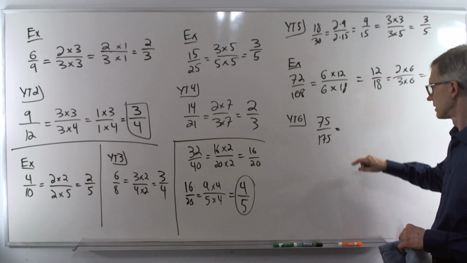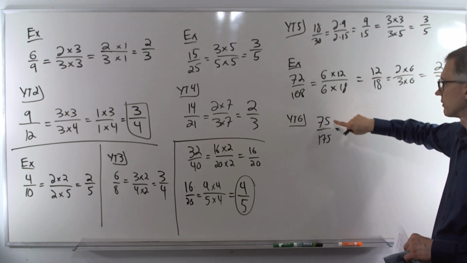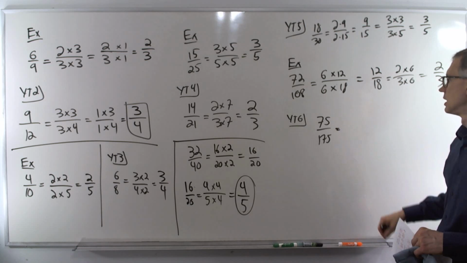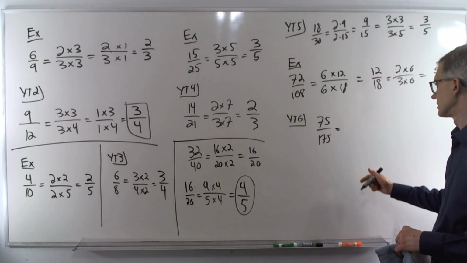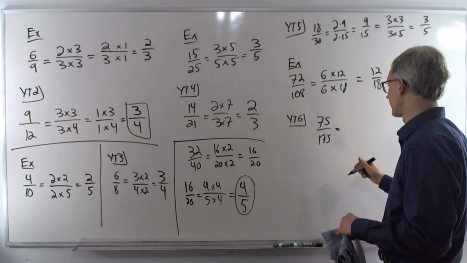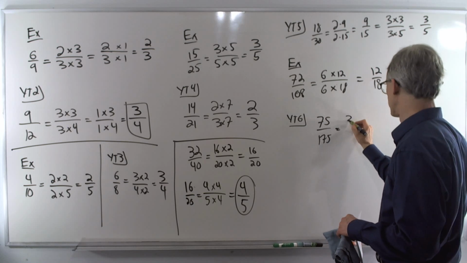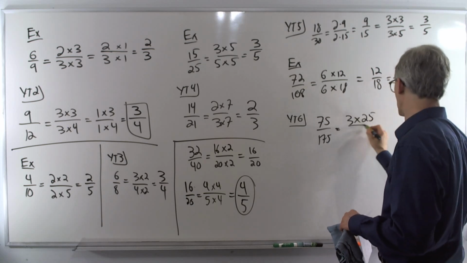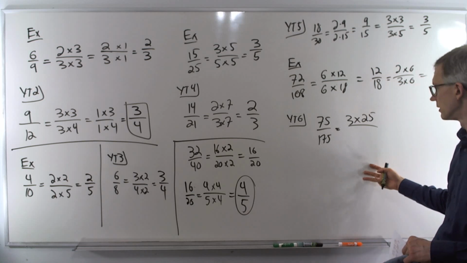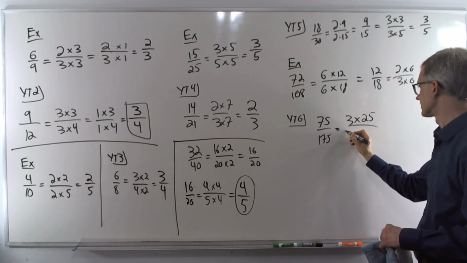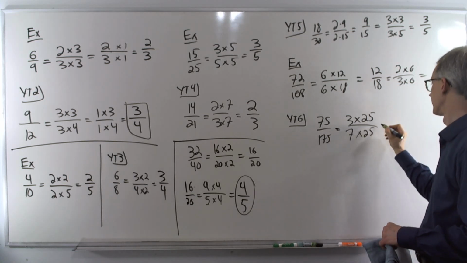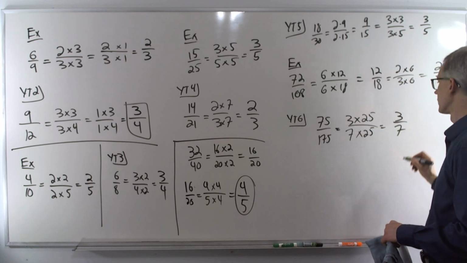Now both of these, anytime you got a 25, 50, or 75 or double zeros, you can divide 25 into it. So 25 is going to divide into both 75 and 175. So let's do 3 times 25. And there are 4 25s in 100, plus 3 more for the 75, that gives us 7. So 7 times 25. And that reduces to 3/7.